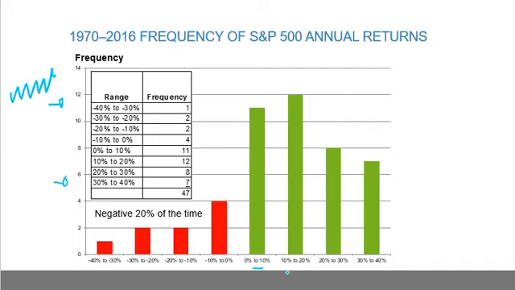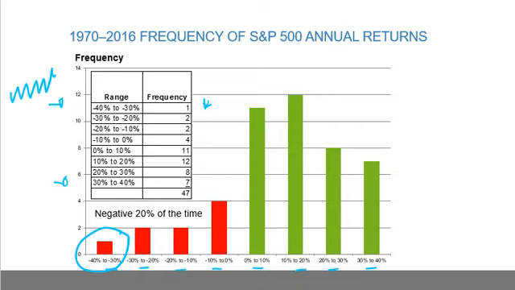So 0 to 10% positive return, 10 to 20, 20 to 30, 30 to 40, etc. And on the negative side, 0 to negative 10, negative 10 to negative 20, negative 20 to negative 30. And then we count how many times the returns fell into those categories. So we can see, starting at the crisis of 2008, which was the worst return on the calendar year, it fell between negative 30 to negative 40%. Okay, so that happened once.